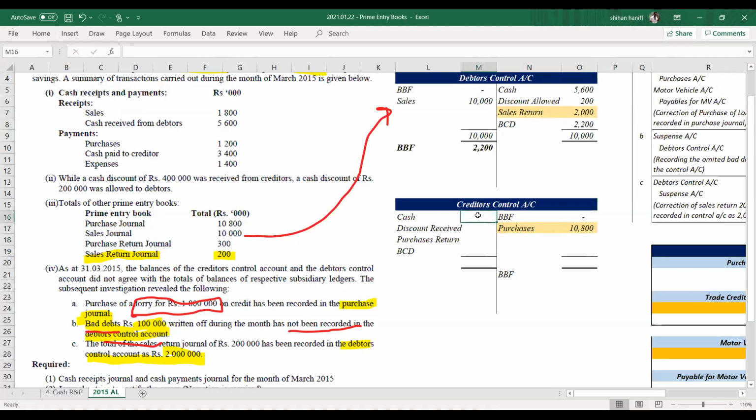Cash paid is 3,400. Discount is 400. Purchases return is 300. Therefore, net 6,700. So this is with the errors. Now I have prepared the debtors control account and creditors control account with the errors.